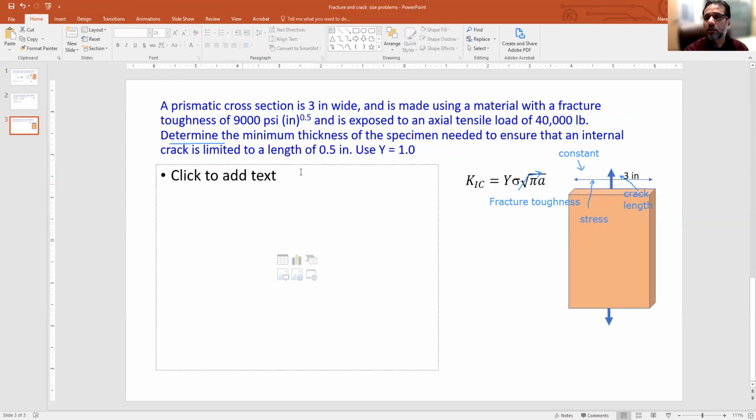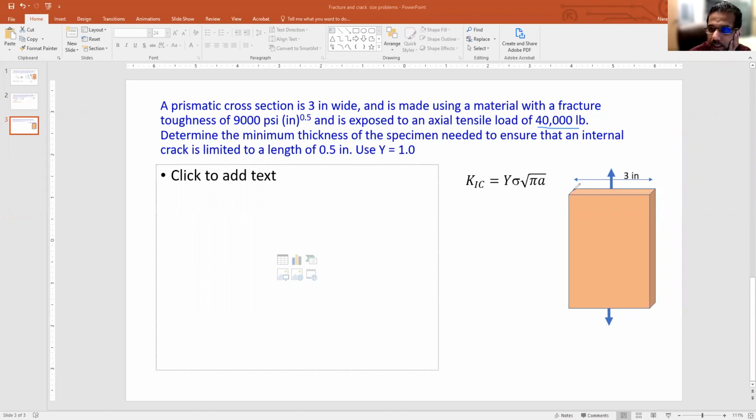The next question also deals with a very similar problem. Here, you're given a plate with a prismatic cross-section, prismatic meaning a rectangular cross-section, made using a material with a fracture toughness of 9,000 psi times square root of inches, exposed to an axial tensile load of 40,000 pounds. Determine the minimum thickness of the specimen.